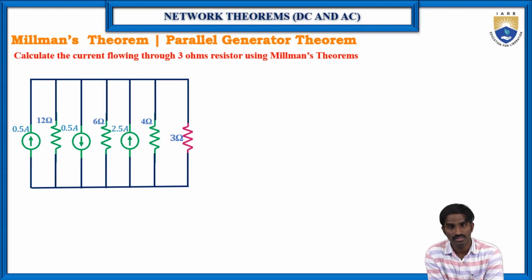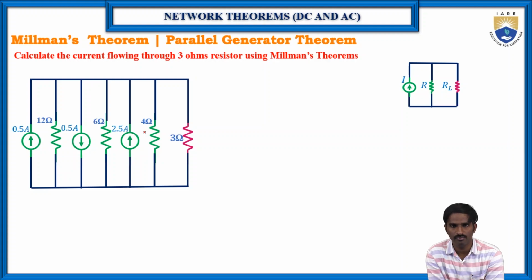Here the equivalent circuit is different from the previous case, because in the previous case all the voltage sources were connected in parallel, but in this case all the current sources are connected in parallel. So in this case it is something like Norton's equivalent circuit, right? Here I and R are connected in parallel with the load resistance RL. Now we need to find the value of I and the value of R.